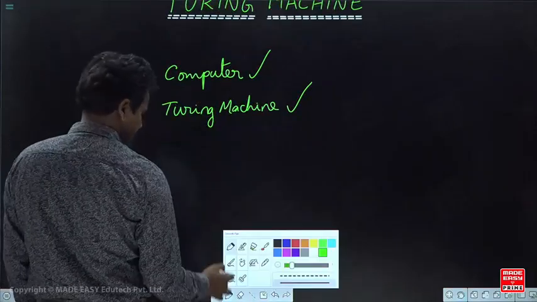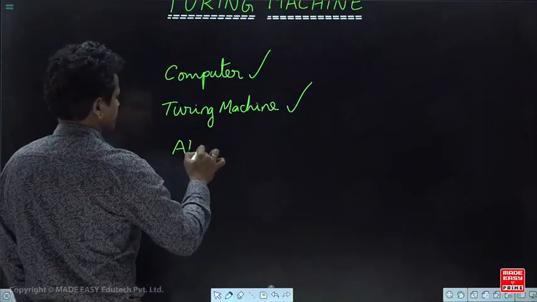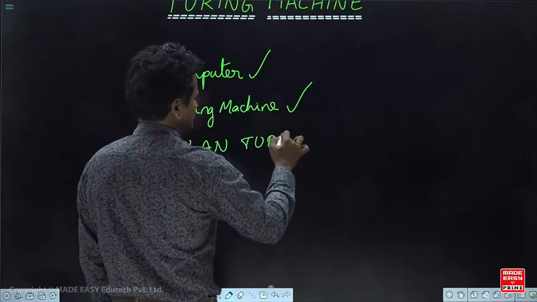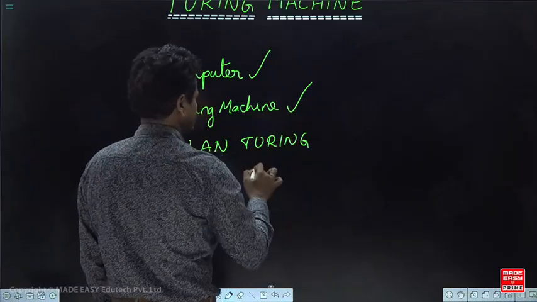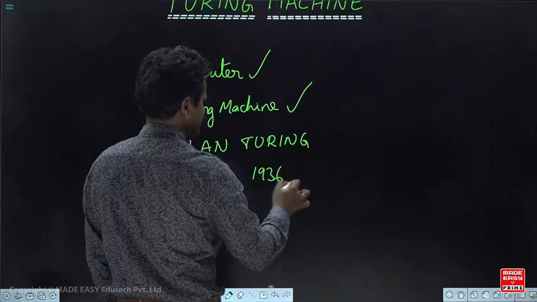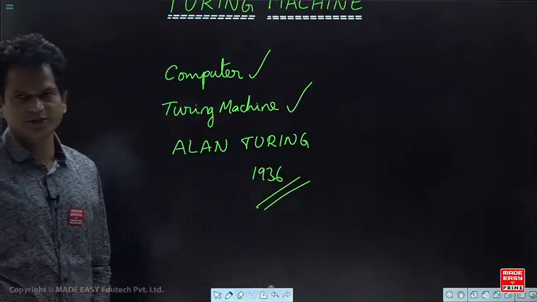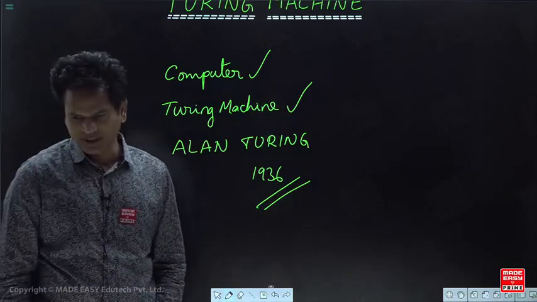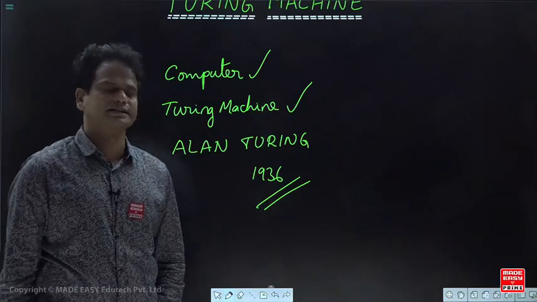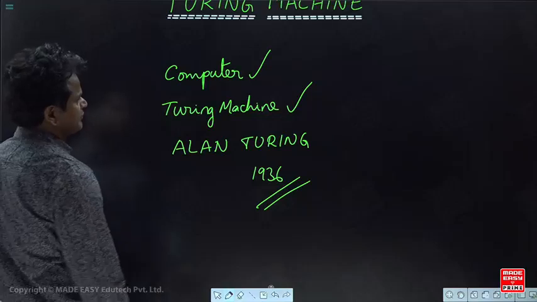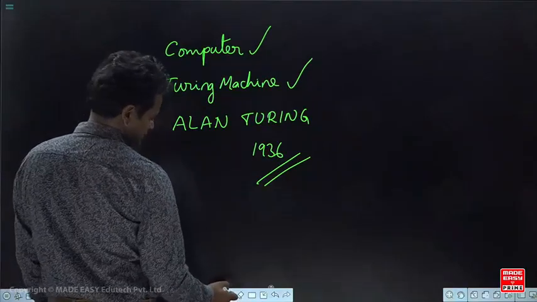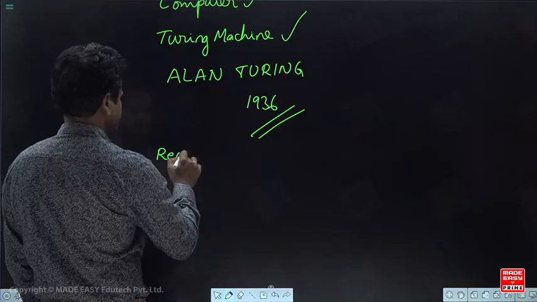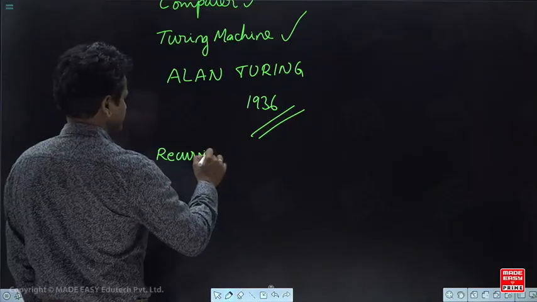So actually, Alan Turing has invented this Turing machine in 1936. Okay. So here the Turing machine mainly used for accepting recursively enumerable languages.